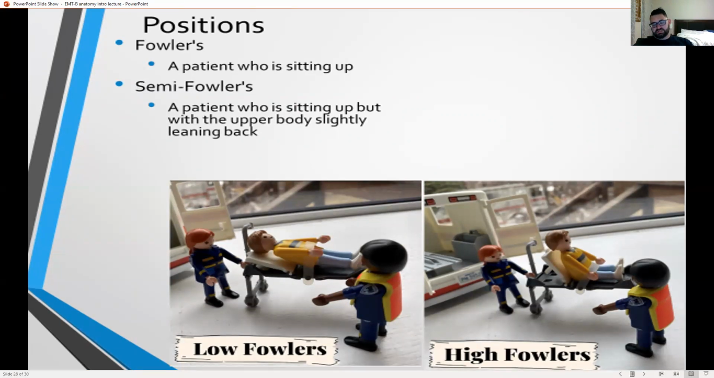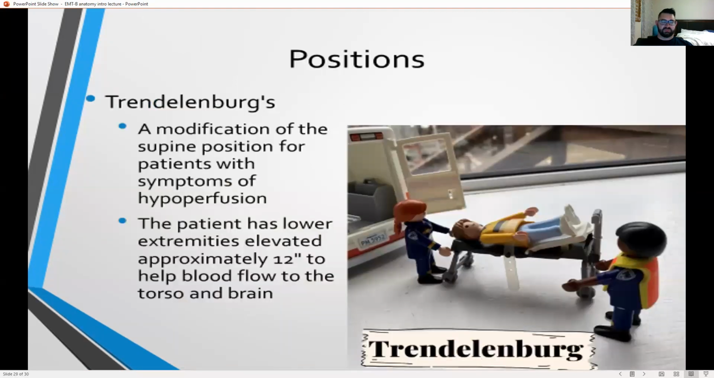We always put a lot of patients in high Fowlers when they're having difficulty breathing. Low Fowlers and just semi-Fowlers, really, if it's just the patient's comfort at that point, you know, but these are important terms to know. Fowlers, patient sitting up. High Fowlers, sitting up at a 90-degree angle. Semi-Fowlers, 45-degree angle. And low Fowlers, I would describe as probably a 30 or below angle, but not quite zero. Everybody with me? Love it.